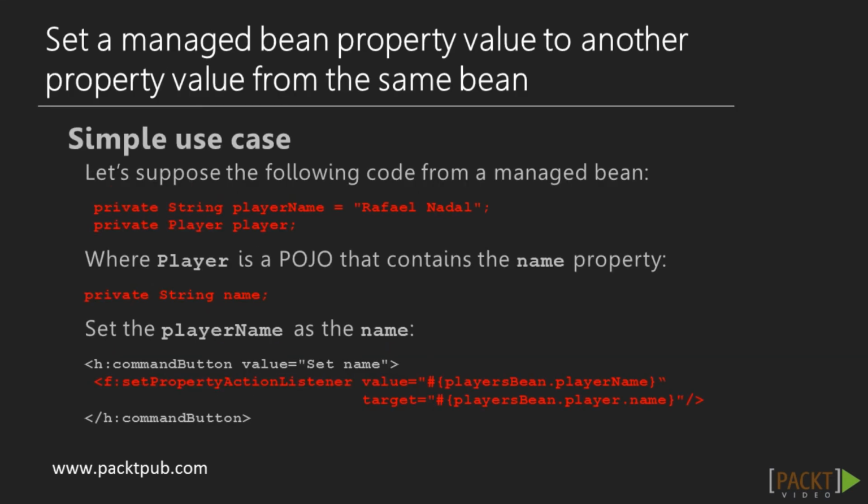The setPropertyActionListener can be used to set a managed bean property value to another property value from the same bean. In this example, we have two properties defined in the player's bean. One is of type string and the other one is of type Player. And we use the setPropertyActionListener to assign the value of the string property to the player property, or more precisely, to the name property of the player property.